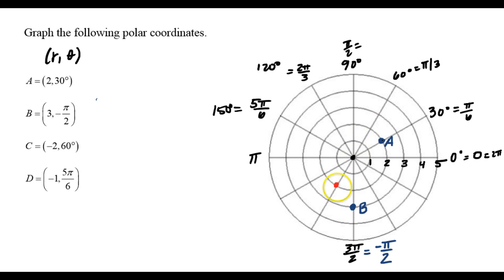So I'm still along the same line, but I'm not going towards 60. I'm going away from it in the other direction. So that's what we mean by directed distance. So that is my point C, my polar coordinate C.